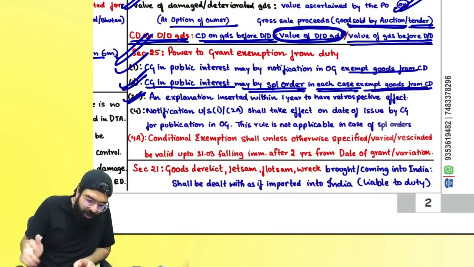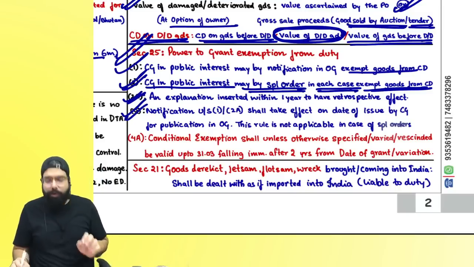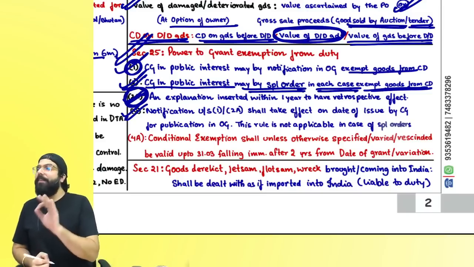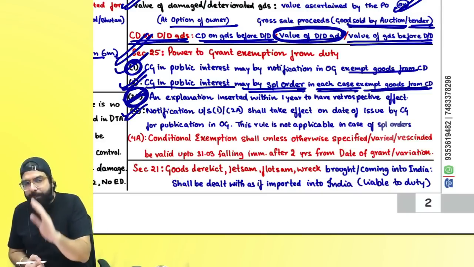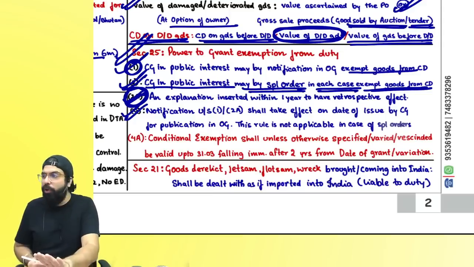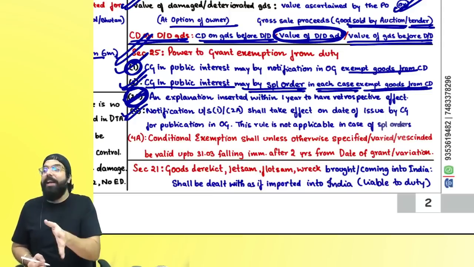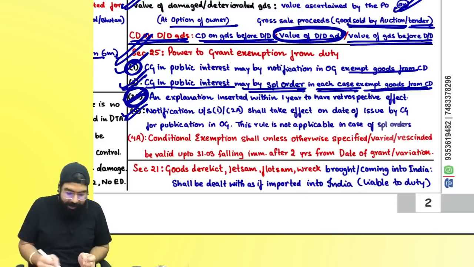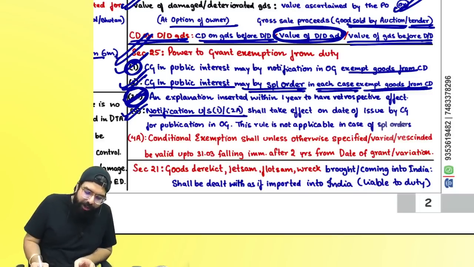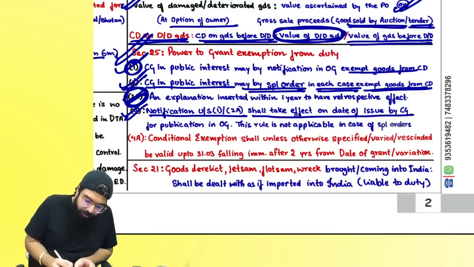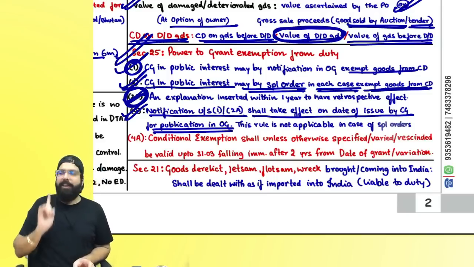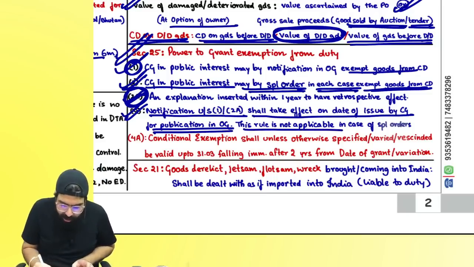Section number 25(3) is not relevant. Section number 25(4) says that sir, if any exemption notification under section number 25(1) or 25(2)(a) is issued, or any explanation notification is issued, they will always be valid from the date of issue and not the day it was made public in the official gazette. Notification under section number 25(1) or 25(2)(a) shall take effect on the date of issue by the central government for publication and not the day it was publicly made available in the official gazette. Sir, this rule is not applicable for special orders.